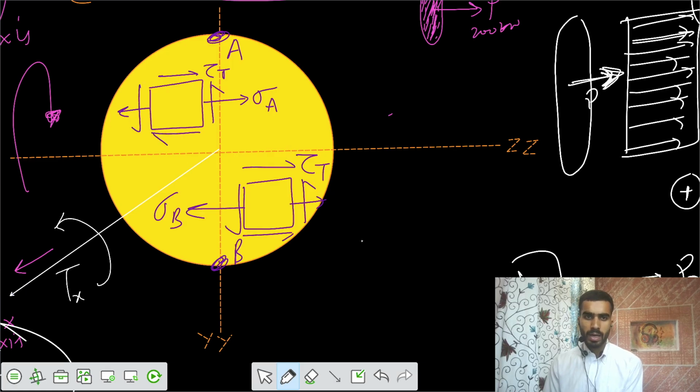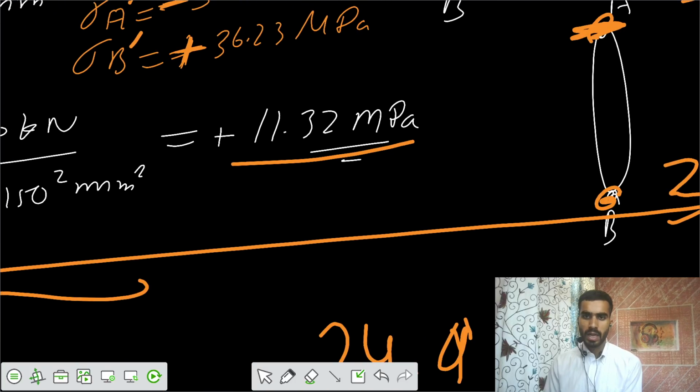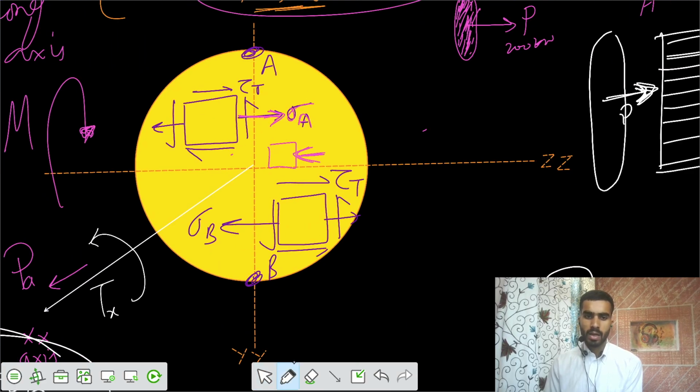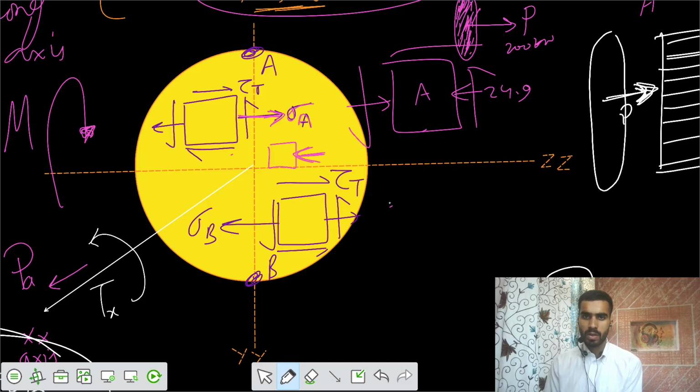So if you write sigma A, that's actually compressive. So you can show that arrow also. If you keep that sigma A is in this direction, then you write that sigma A only. If you write the values, then you have to show this is some value of compressive stress at A, that was minus 24.9. So then you have to show that minus 24.9 on this element A, and there's some shear stress that we got as tau T, and for this one we have tensile stress of sigma B.